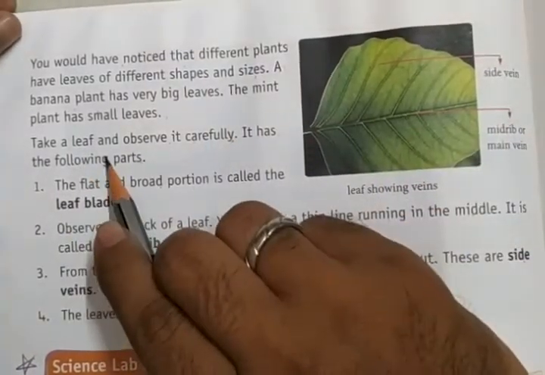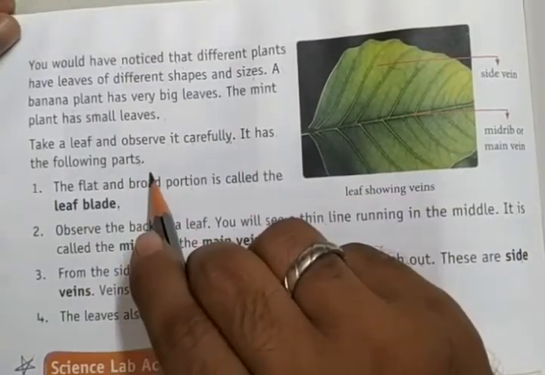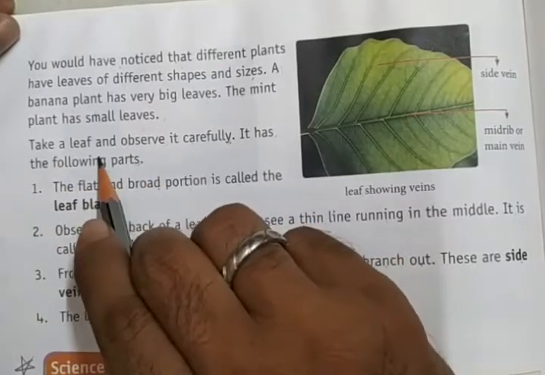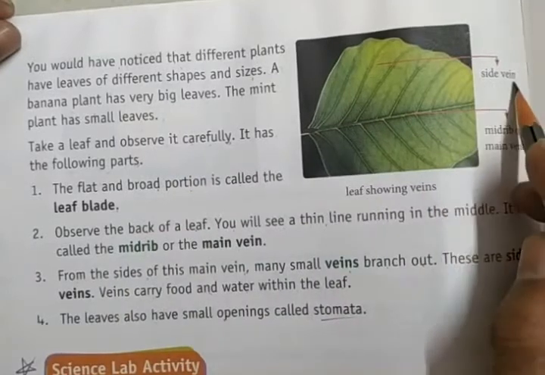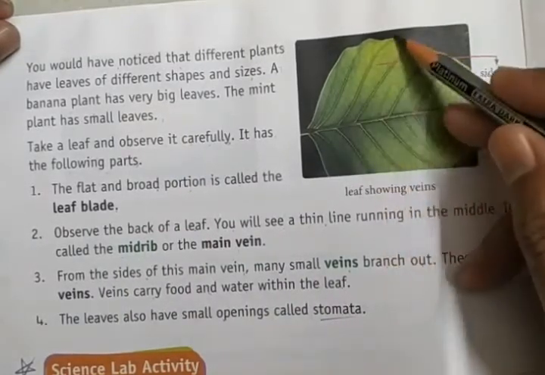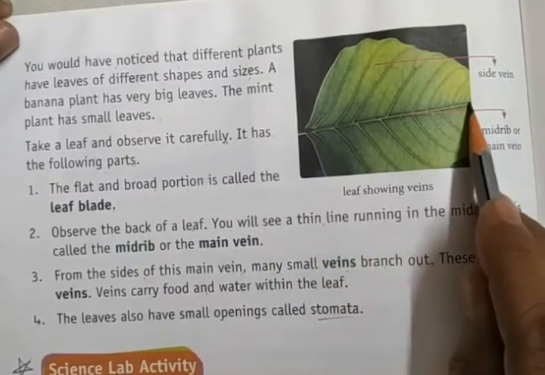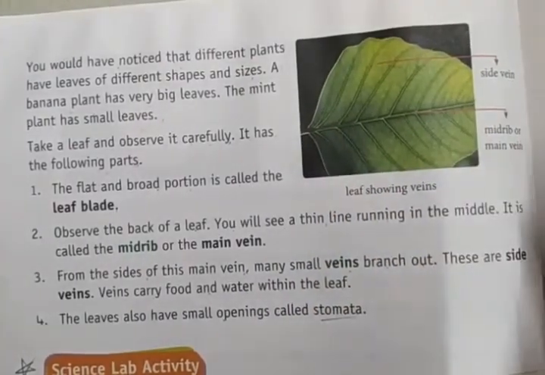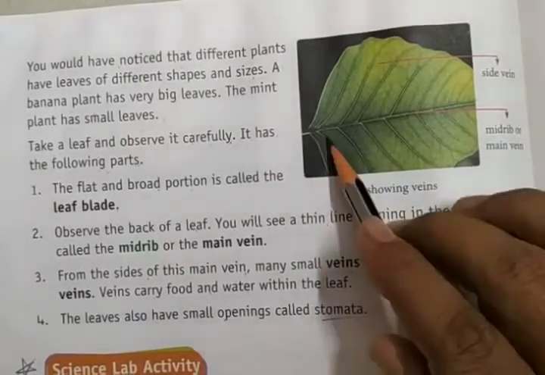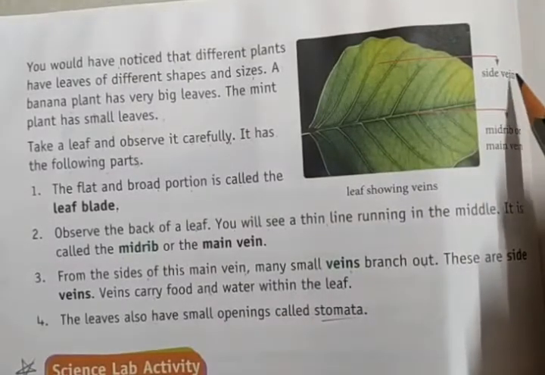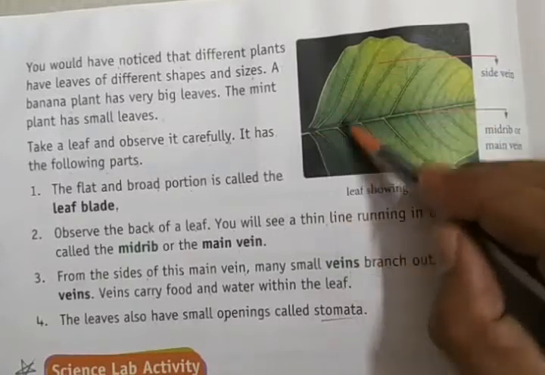Take a leaf and observe it carefully. It has the following parts. These are called side veins. This is called the midrib or main vein. Rib. The midrib is also called the main vein, and these parts are called side veins.